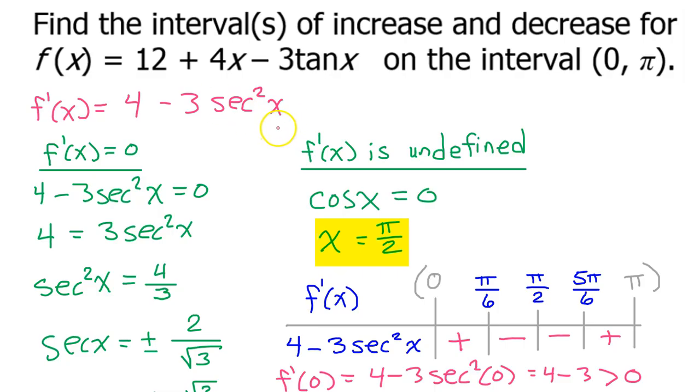Remember, our goal is to say where f is increasing and decreasing. We know that wherever f prime is positive, f will be increasing. That's from 0 to pi over 6 and 5 pi over 6 to pi. And wherever f prime is negative, f will be decreasing. That's going to have to be two separate intervals. We're not allowed to say from pi over 6 to 5 pi over 6 because right here at pi over 2, f prime is equal to 0, not negative.